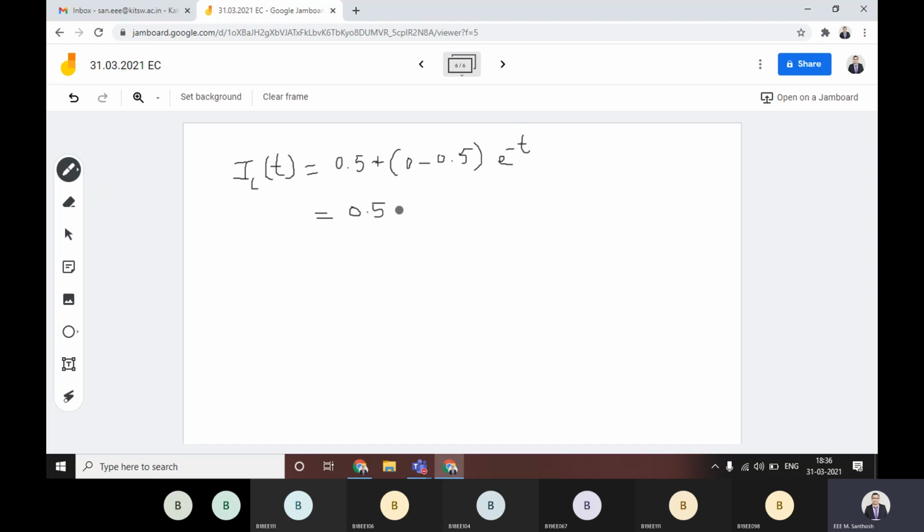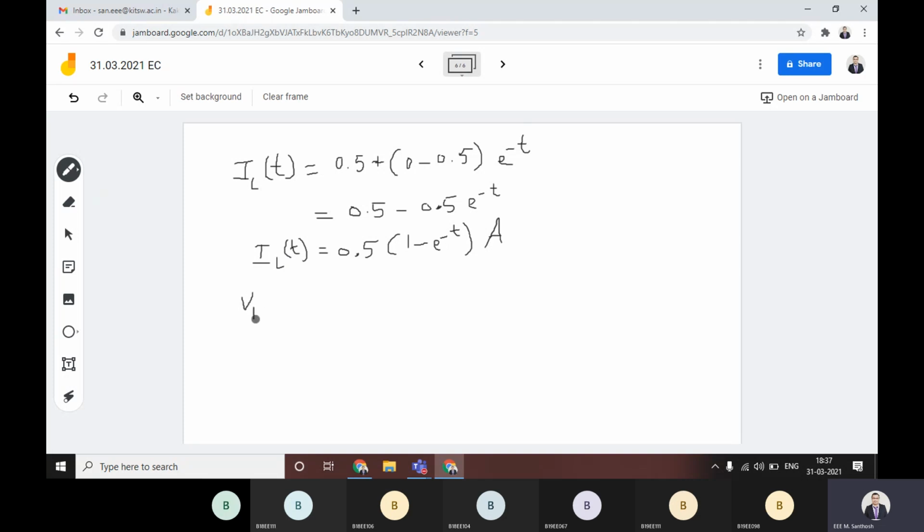Okay, minus 0.5, this 0.5, okay. Another value is 0, I am removing that one, directly I am multiplying with this e power minus t with this 0.5. That means 0.5 is common, directly you can take out this 0.5 into 1 minus e power minus t. Okay, this much amperes is your IL of t.